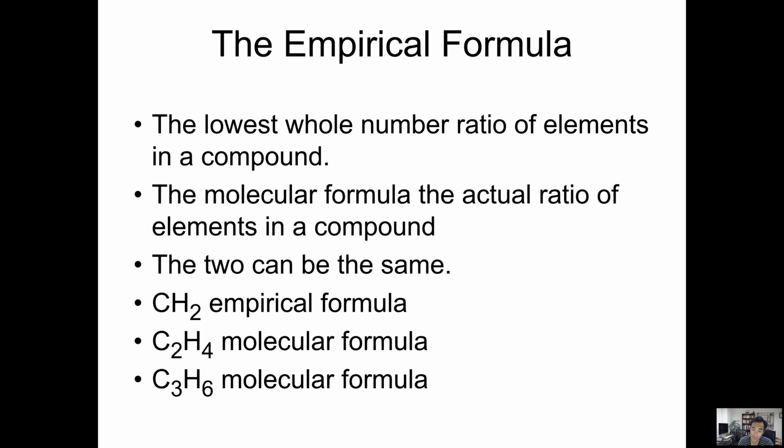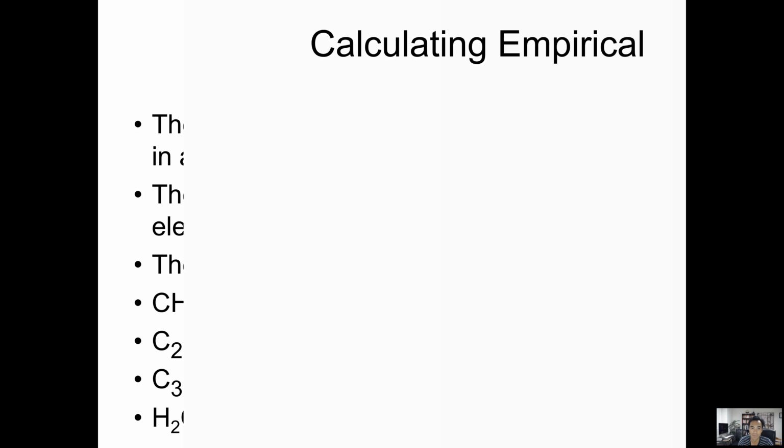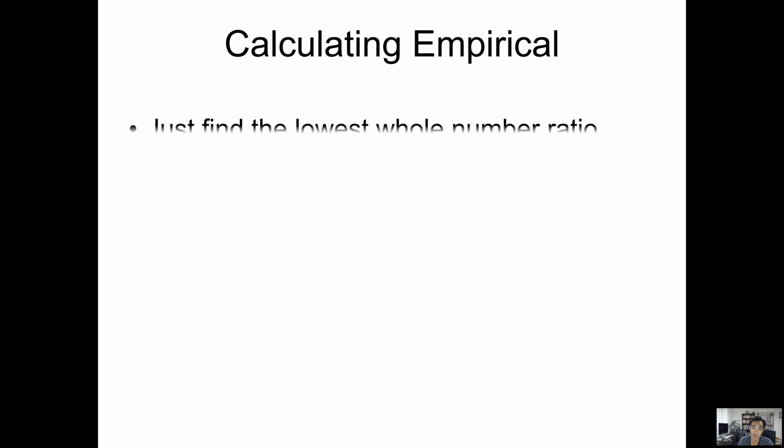C3H6 is another example of a molecular formula. Can you tell me why it's a molecular formula? Well, it's because you can actually divide both numbers by 3, giving you C1H2, reducing it down to, again, an empirical formula. So both of these are examples of a molecular formula, and CH2 will be the empirical formula for them. H2O is an example, as I mentioned before. It is going to be considered both because you cannot reduce this down any further, but a molecular formula tells you the actual ratios. So let's talk about how to calculate empirical formulas real quick.